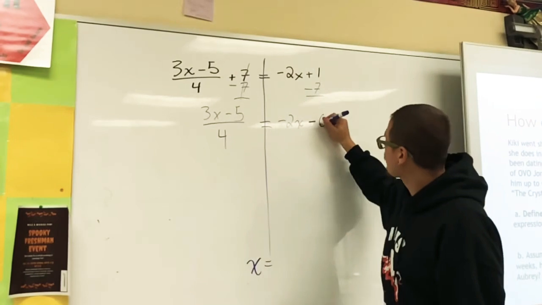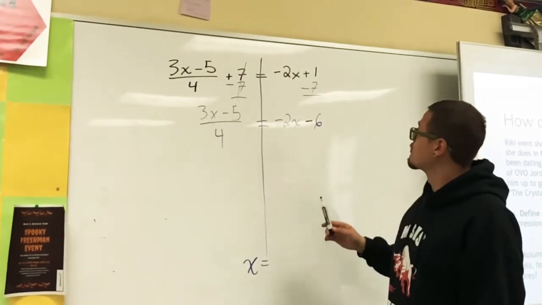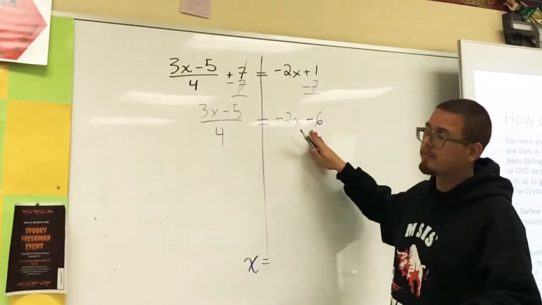And then we're going to subtract 6 on both sides. Subtract 6 from the side. I'm talking a little fast, I'll slow down.